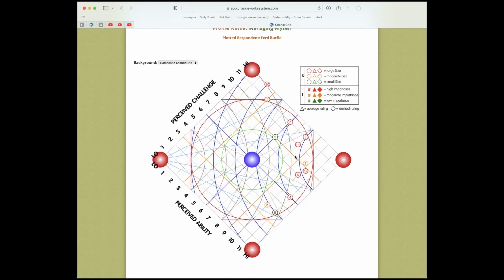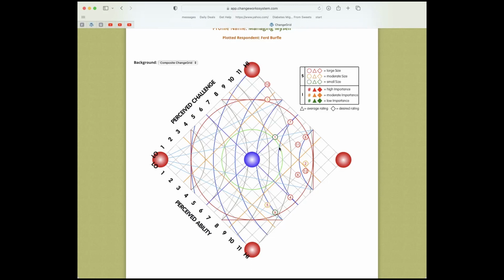No, that makes great sense. I appreciate your honesty on that, T, and I think that's really important. Just do where you are as opposed to where you think you ought to be. That's a waste of time. That's right. Remember that the change grid is not who you are.